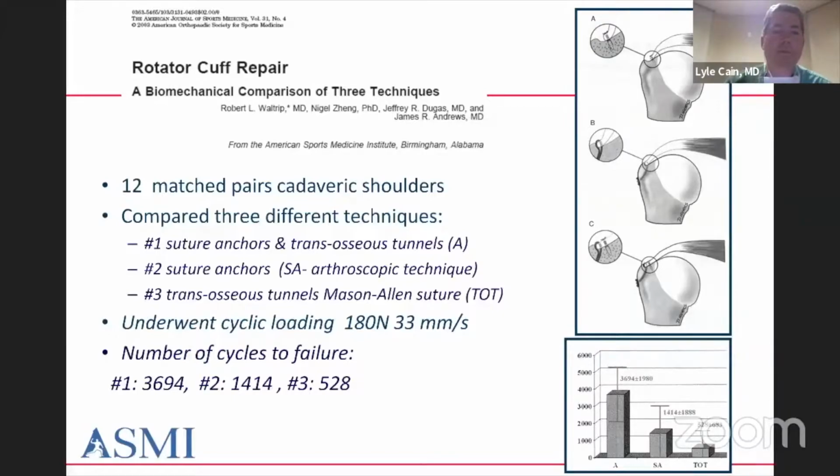We had 12 matched cadavers, and what we found was essentially that the transosseous tunnels themselves, which was a very common way to fix rotator cuffs, was by far the worst fixation. After only 500 cycles, the sutures basically cut through the tuberosity like a Gigli saw, and it failed. The anchors were a little bit better. They lasted 1,400 cycles before they failed, and what we called the anatomic repair, or the double row repair, was much better. It lasted almost 3,700 cycles before it had any gapping. So again, arthroscopic techniques were not as good at that point compared to the mini open.